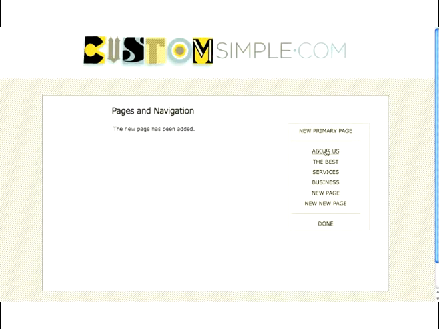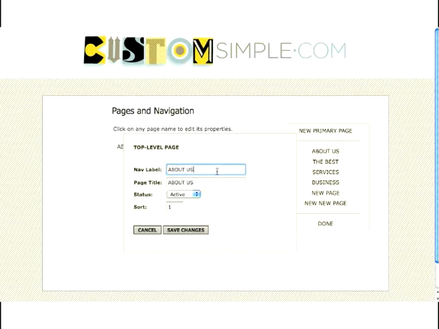Let's look at actually going in and editing a piece of primary navigation. So let's go to About Us. Let's say we want to change About Us to just About. We change it from About Us to About. Again, let's make our nav label and our page title match. I think that's preferable. And then we have the option of making it active or inactive.